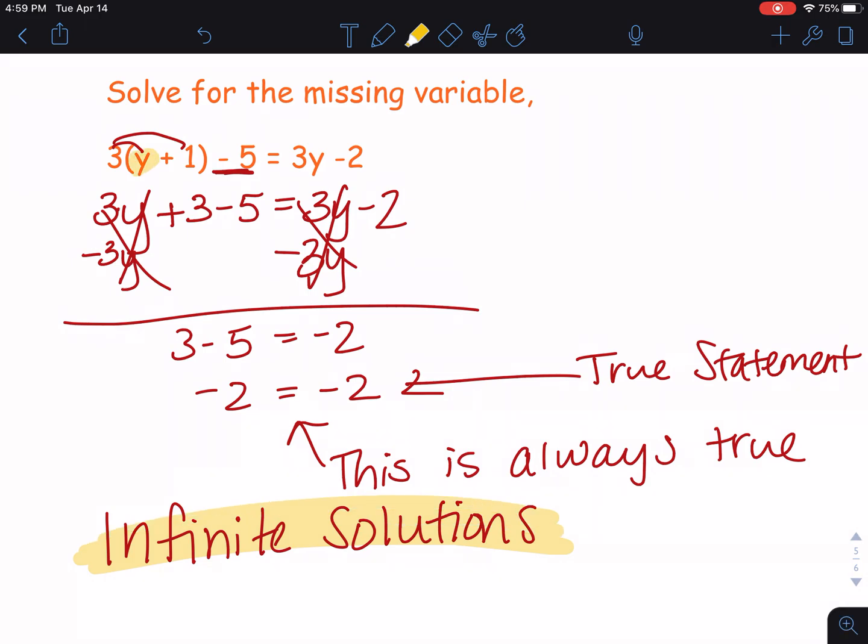numerical values I could plug in here for y, where I would get a true equation on the left and a true equation on the right. There's not just one solution. There are multiple answers that would work for that equation.